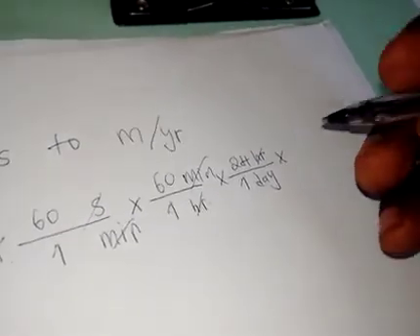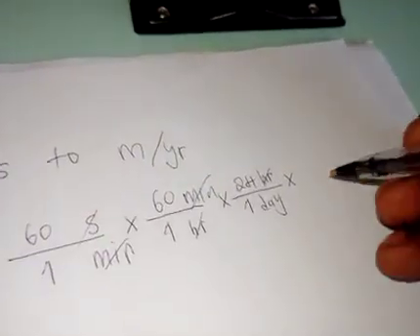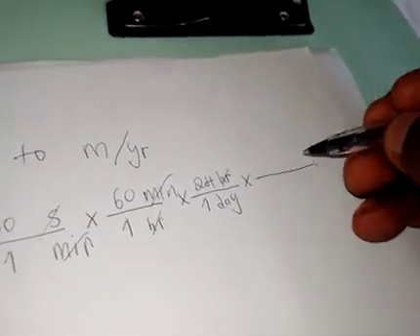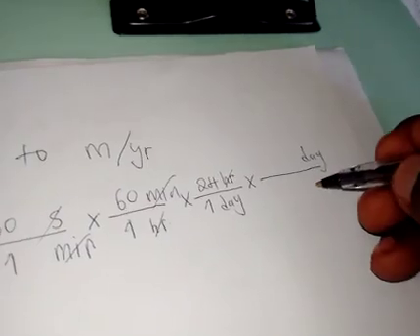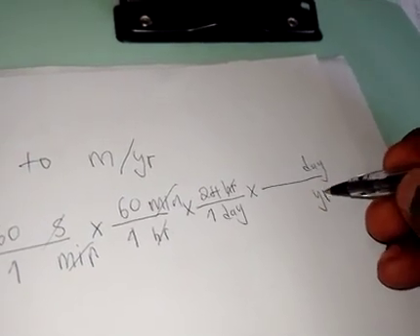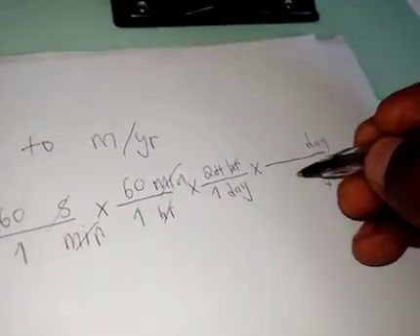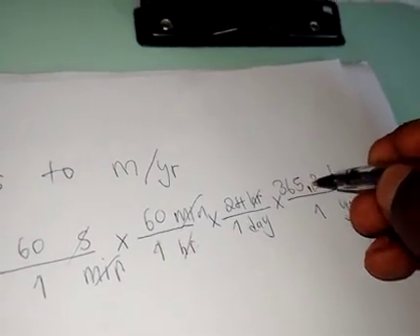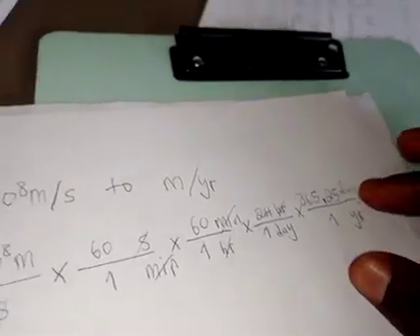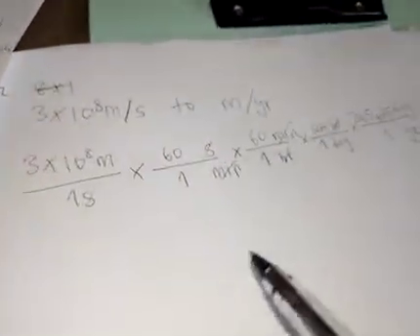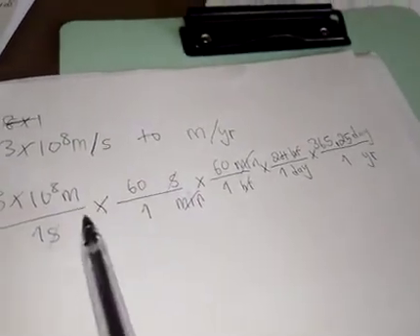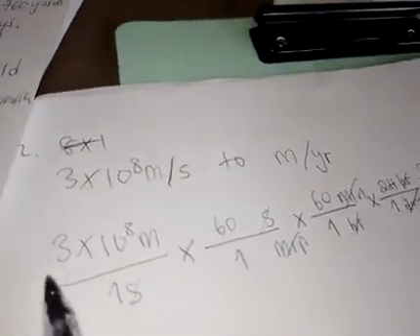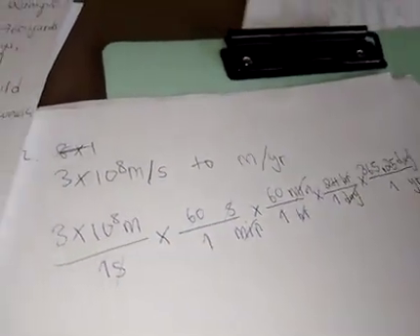Then from days we can move on to years now. We should get rid of the day there and remain with year. So we know that 1 year is the same as 365.25 days. That is the chain link conversion we have used from seconds to years there. Day and day will disappear.